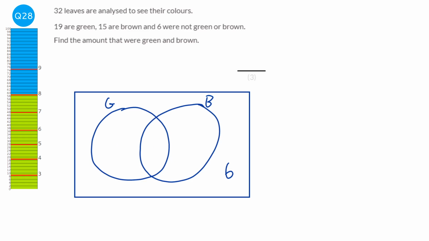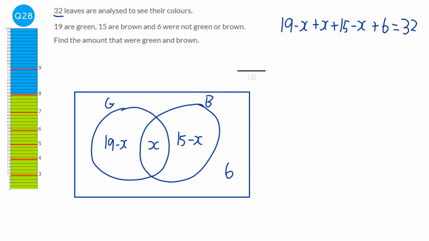We're told that 19 are green, but we don't know which, either they're in here or a bit of both. So what we can do is label the center X, and we can say that there are 19 take away X just green, because they could have been both green and brown. And for the brown we can do the same, so it'd be 15 minus X. And for the next step, we know that all of them together add up to 32, because it says in the question. So we're going to add all of these, the 19 minus X, the 15 minus X, and the 6 together, and we know that equals 32.